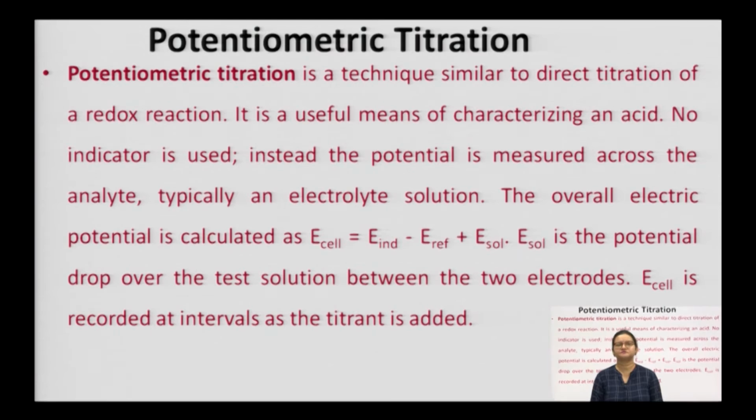E cell is recorded at intervals as the titrant is being added from the burette. So, E cell is recorded from the potentiometer. Potentiometer is connected to a voltmeter. Voltmeter records the voltage from time to time after some intervals as the titrant is being added from the burette.